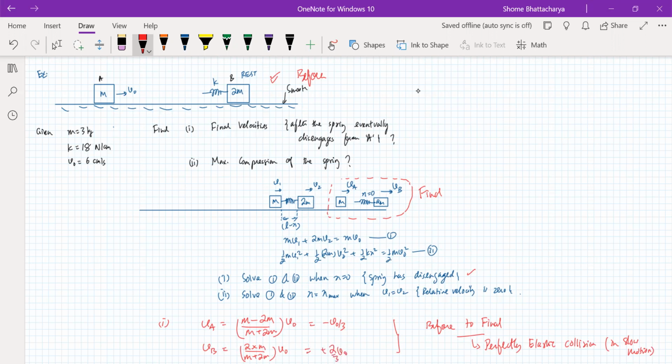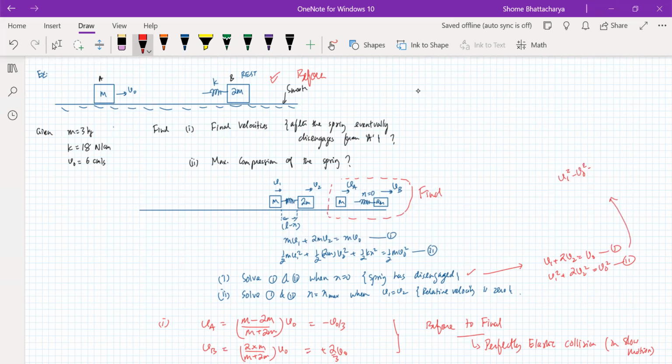Okay. So that is what you'll get if you solve it this way also. You have V1 plus 2V2 is equal to V naught from equation 1, and we have V1 square plus 2V2 square is equal to V naught square from equation 2. If you solve these, the only thing is you will end up solving it as a quadratic equation. Or you can solve it like this.